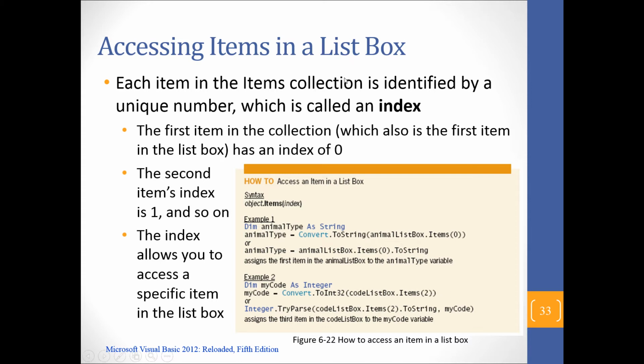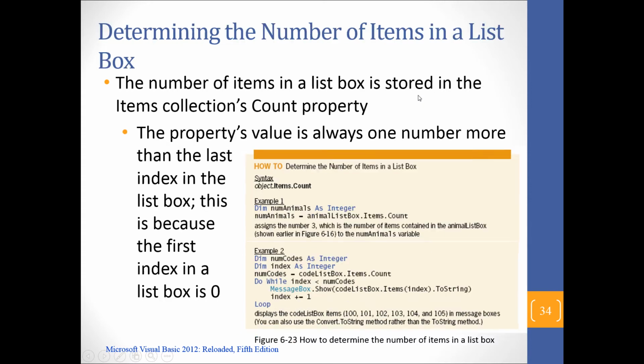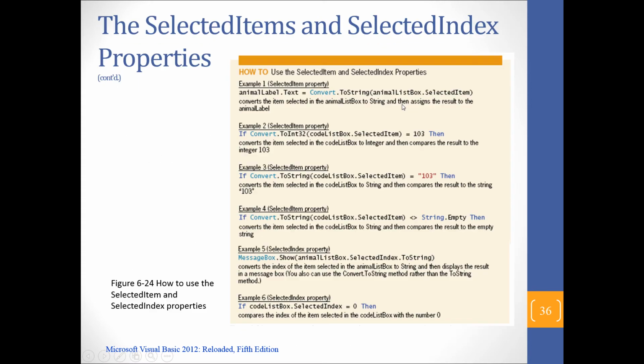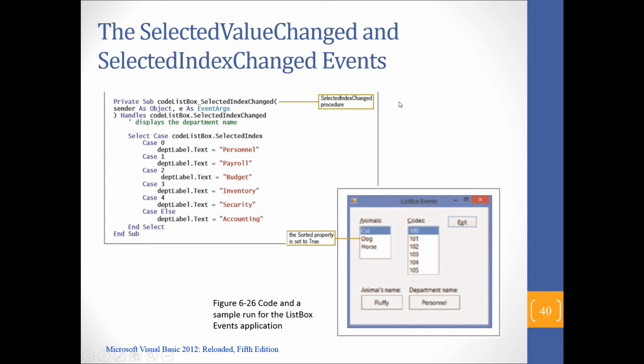So we know we can access the list box by its index value, the index position, right? So if you have a list of items, let's just say like this, you have cat, dog, and horse. The index for cat will be 0, dog will be 1, horse will be 2, and so on. The same thing over here, the codes will be 0, and so on.